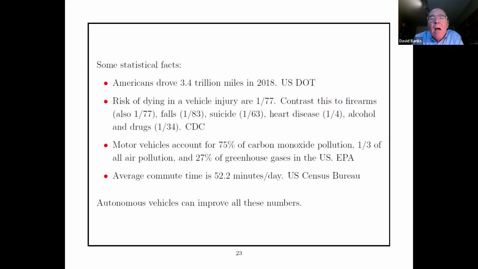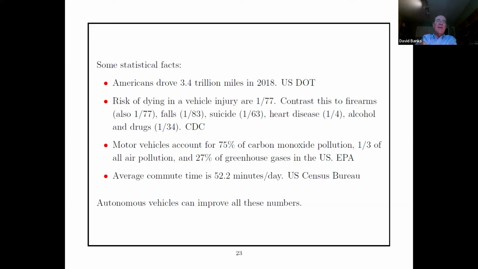Here are some statistics. According to the U.S. Department of Transportation, in 2018, Americans drove 3.4 trillion miles. According to the CDC, the risk of dying in a vehicle injury is 1 in 77. That is also the risk of dying from firearms, which includes suicide. And it's comparable to falls and other things. According to the Environmental Protection Agency, motor vehicles account for 75% of carbon monoxide pollution, 1/3 of all air pollution, and 27% of greenhouse gases in the United States.